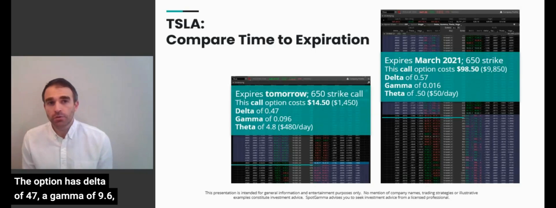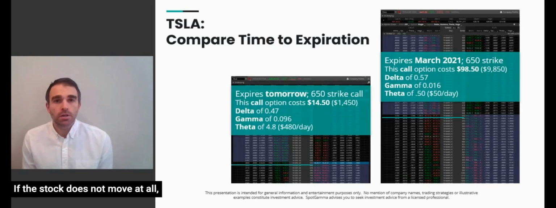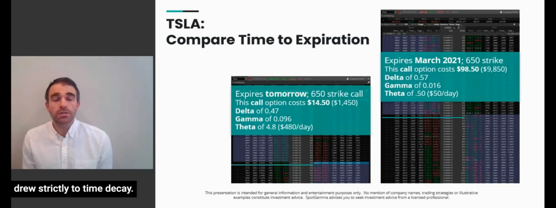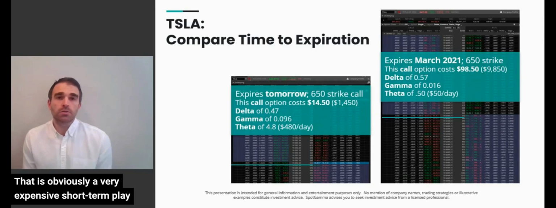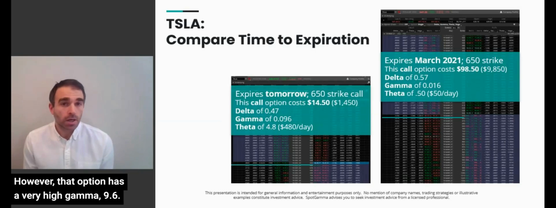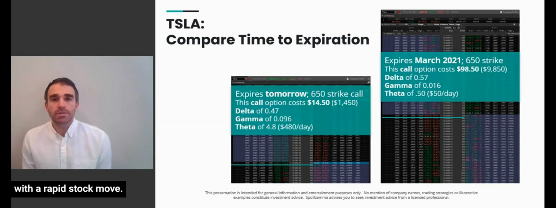The option has a delta of 47, a gamma of 9.6, and has a theta of 4.8. If the stock does not move at all, this theta level implies you will lose $480 due strictly to time decay. Again, there's a 100 multiplier, so you take 4.8 and multiply by 100. That is obviously a very expensive short-term play due to the fact that the option expires tomorrow at the market close. However, that option has a very high gamma, 9.6. This means it could have a very large payout with a rapid stock move.